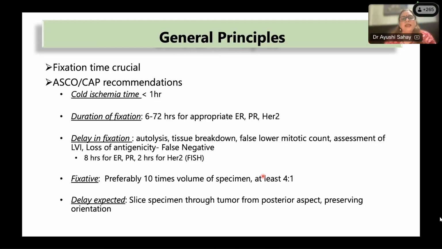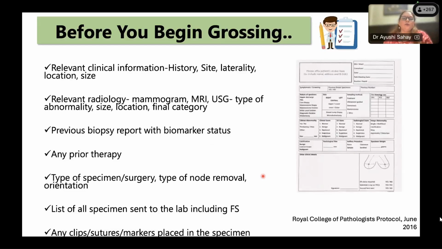The specimen can be sliced uniformly through the posterior aspect so the orientation can be maintained. And you know that if this slice is through the posterior aspect, because in other kinds of mastectomies, as I said, the nipple sparing or the skin sparing, you might not have the anterior skin to orient. So if it is uniformly done through the posterior aspect, you will know that this side is the posterior surface of the breast.